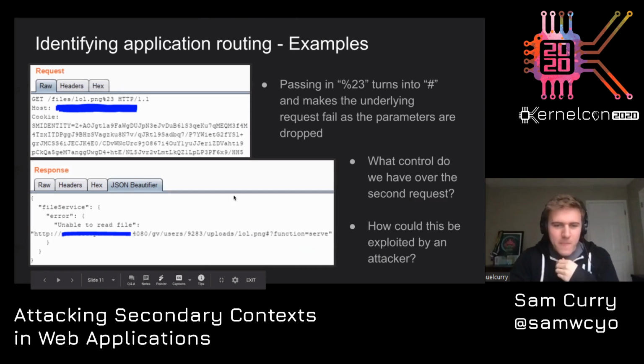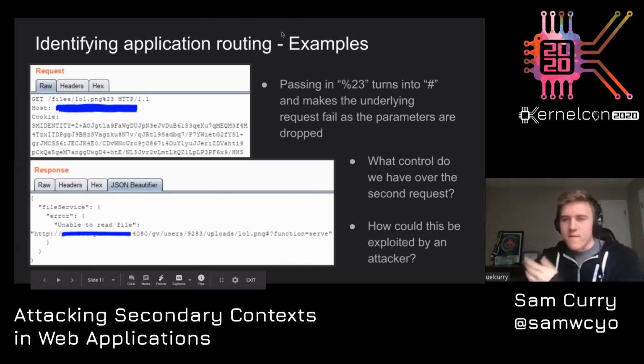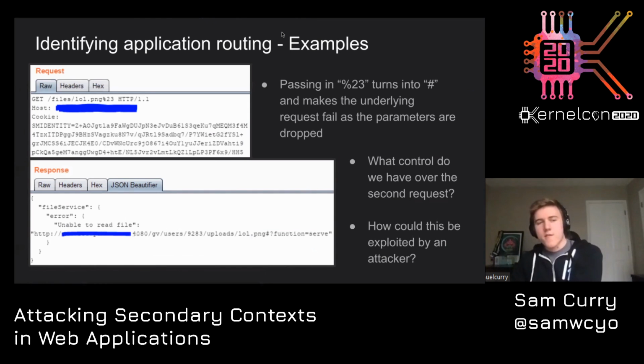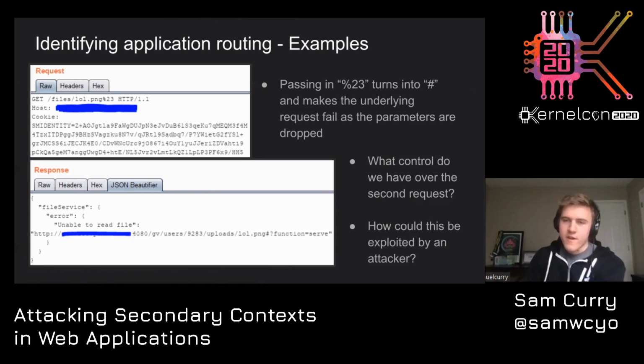Let's go back. Here's another example of identifying application routing. You've got this endpoint, get/files, and then you can declare your file name, and you can only access this if you're logged in. What's really interesting is that when we supply %23, it gives us a really nice stack trace. It says, hey, we're not able to read this file, and here's how it's working. And you can see there's /db/users/id/uploads/lol.png, where we're only sending lol.png with %23, which URL decodes to that hash.